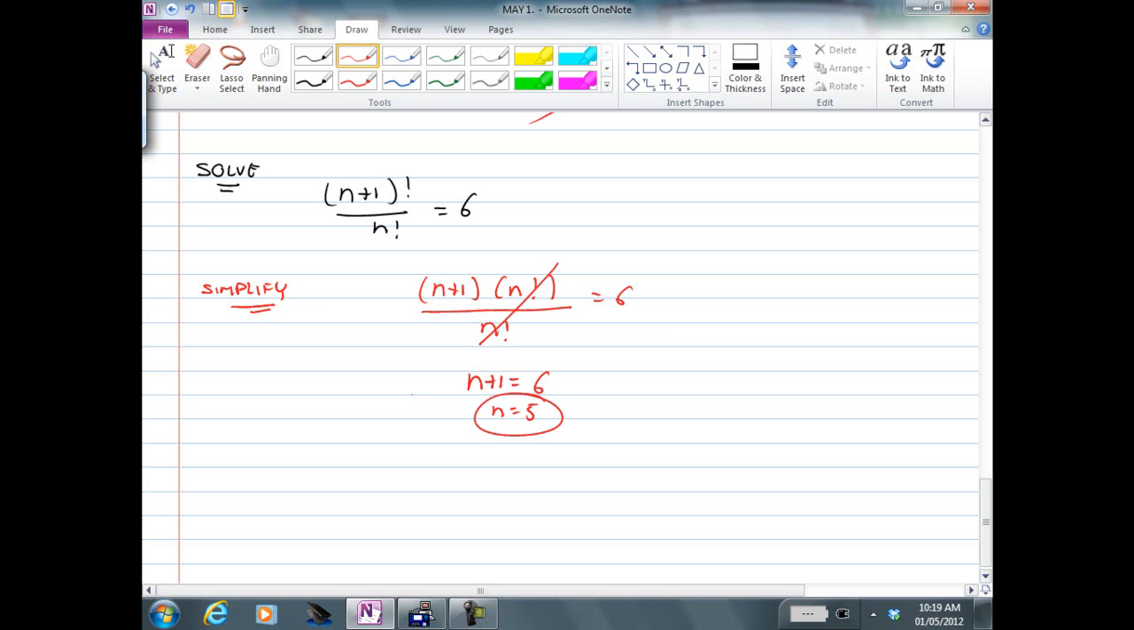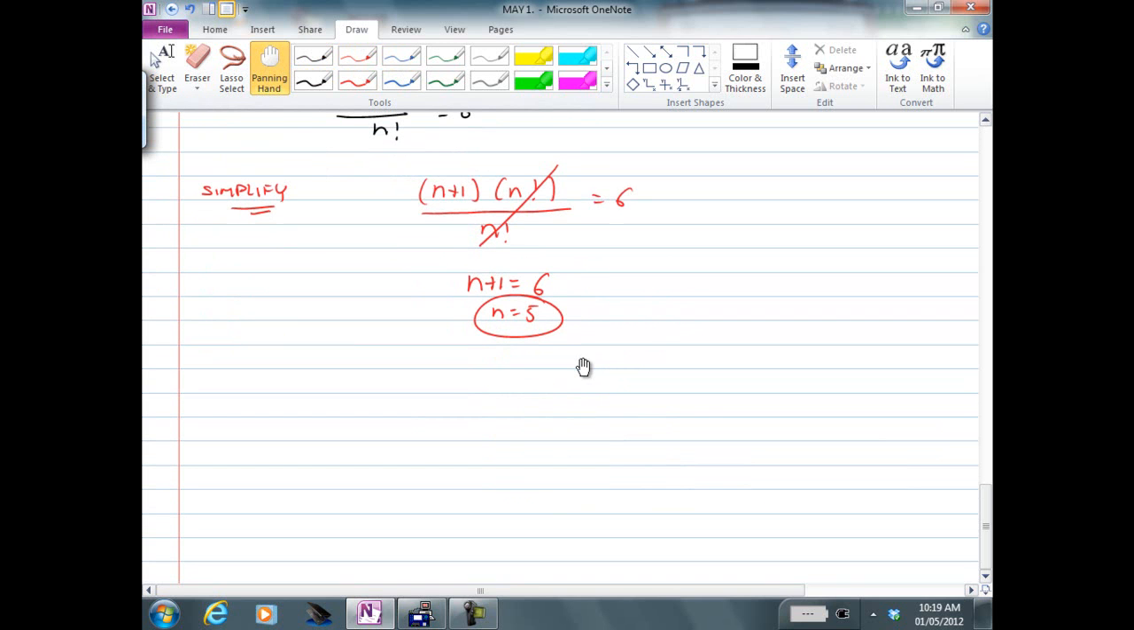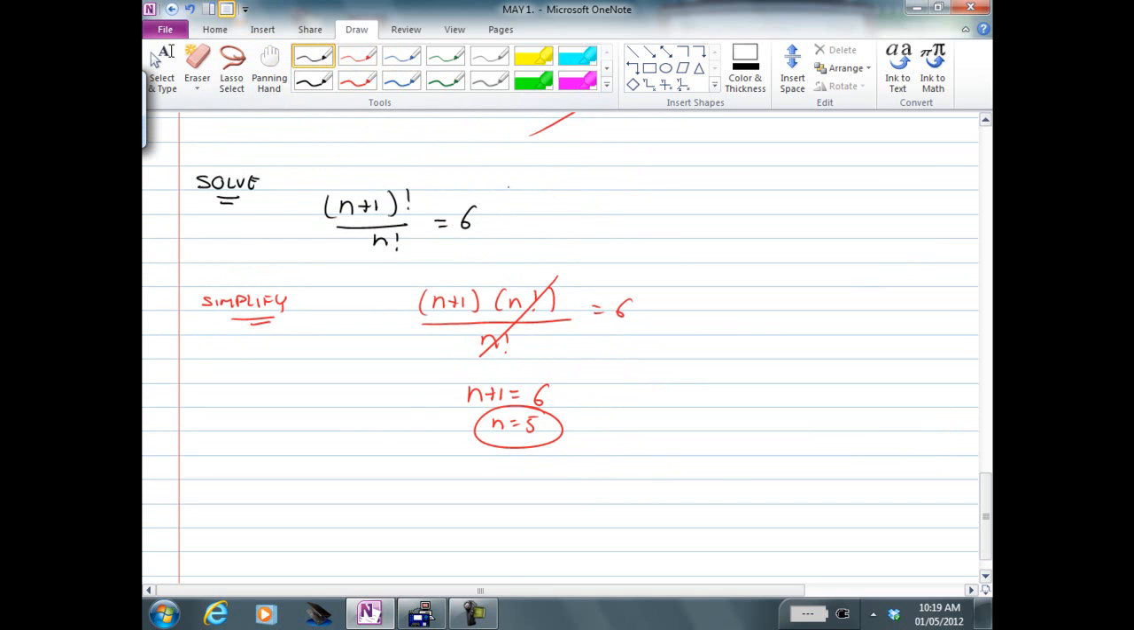Sorry? How do you get n factorial on top? Here's how. See, n plus 1 factorial, I'm going to expand this out. Would you agree I can get n plus 1 times n times n minus 1 times n minus 2, and so on? All this stuff right here I can rewrite as what? n factorial. That's where n factorial came from. As always, minus 1, never plus.